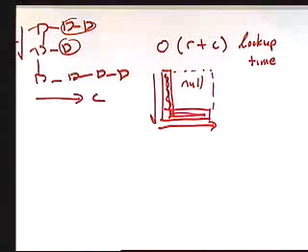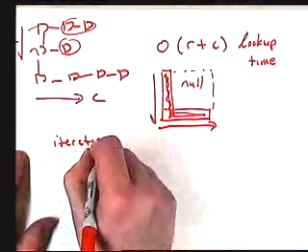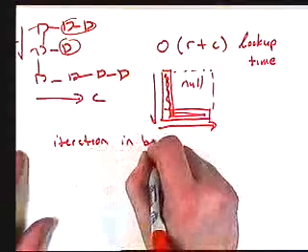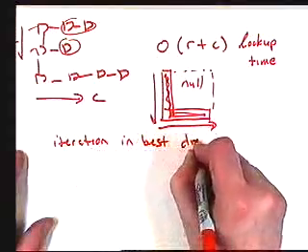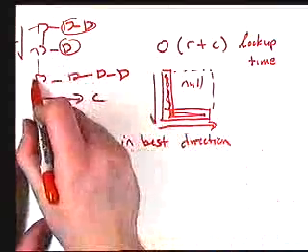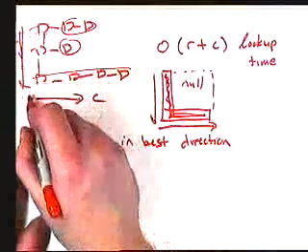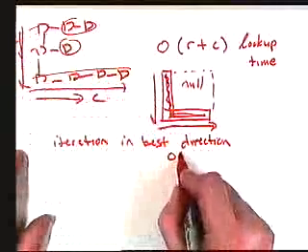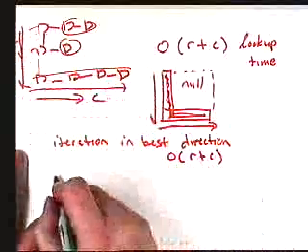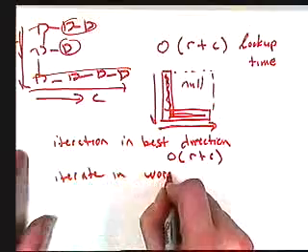However, there's one thing to notice here, which is that that works fine for looking up an element. It also works fine for iteration in the best direction. If I want to iterate across a particular row, I simply need to find that row and then traverse across it. That will still be order R plus C.